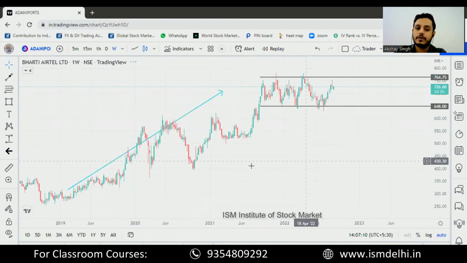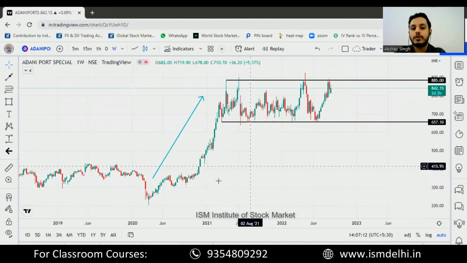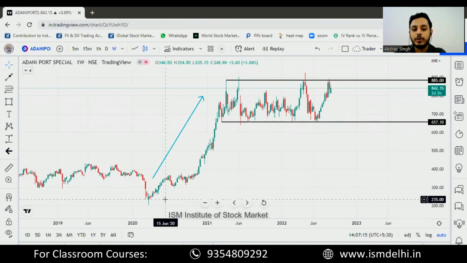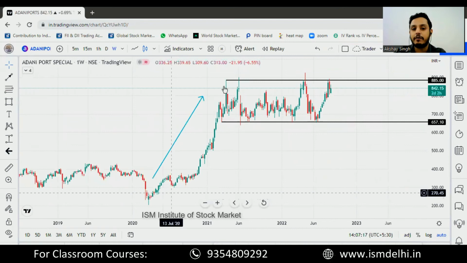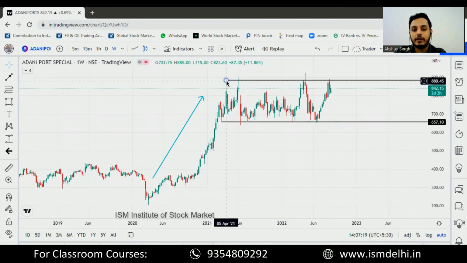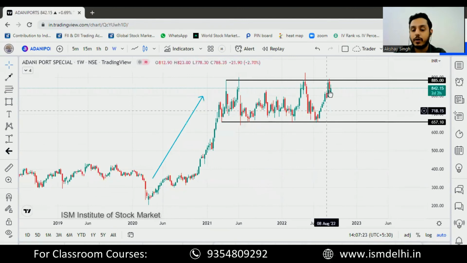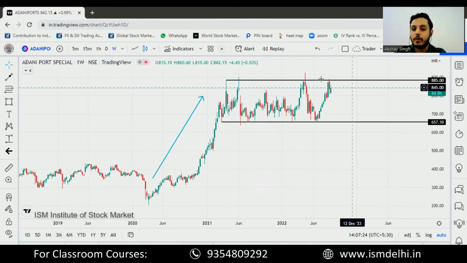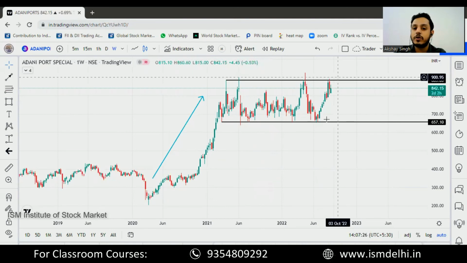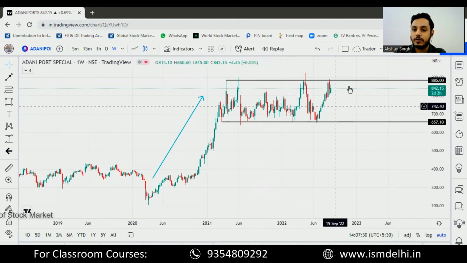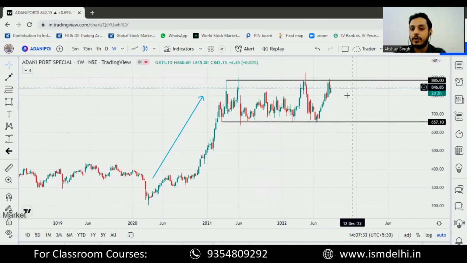Another one is the very famous Adani Ports. Adani Ports has come up from 235 levels all the way up to 850, 900 levels, with a big consolidation here on a weekly time frame chart. Now price is at the upper end of the range. Remember, we don't have to do anything when the price is in this range. As per this setup, we can only trade when price breaks out, as this is a long setup.